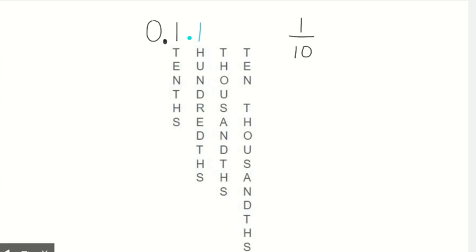Another way to say this would be 11 hundredths, since the last digit is in the hundredth spot. What if I add another 1? It's now in the thousandths place, so it's 111 thousandths.